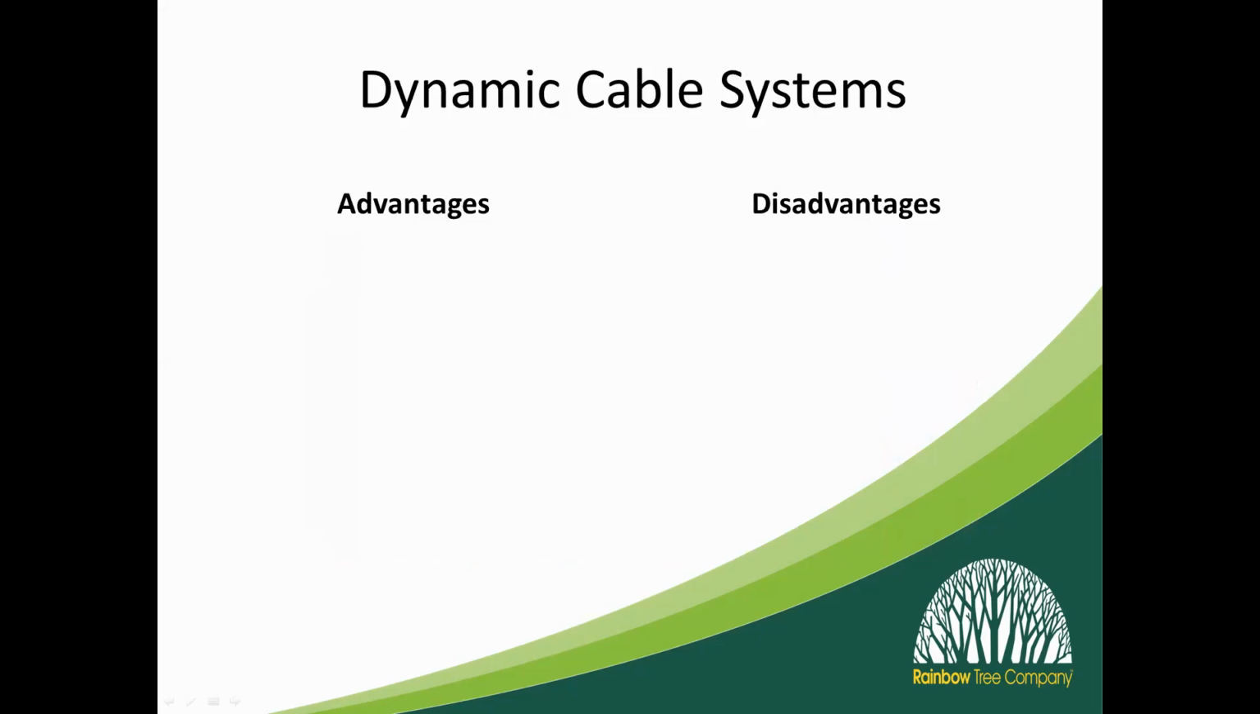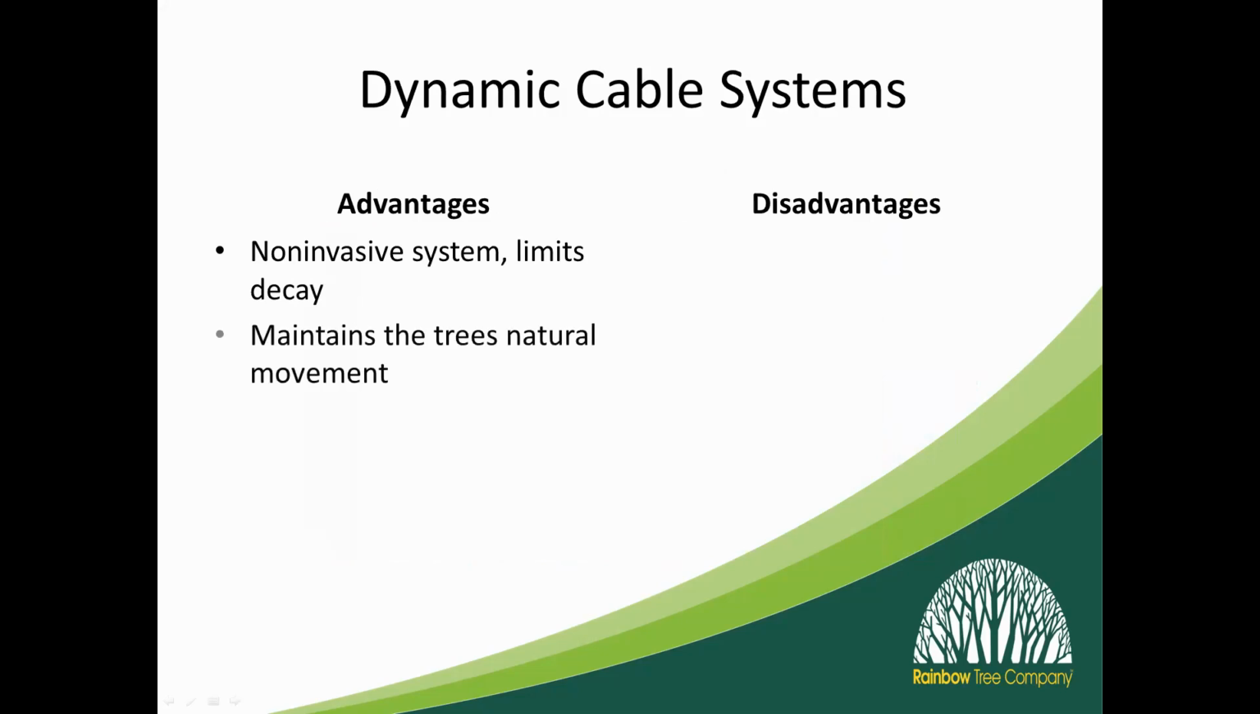Dynamic cables have advantages and disadvantages. Dynamic cables do not go through the wood, so it's a less invasive system. It also limits the amount of decay from the cabling system. One very important aspect of a dynamic system is that the tree can move naturally. We install them with slack so that the tree can move freely up to a certain point. While the tree is still able to move, this keeps a natural dampening effect.